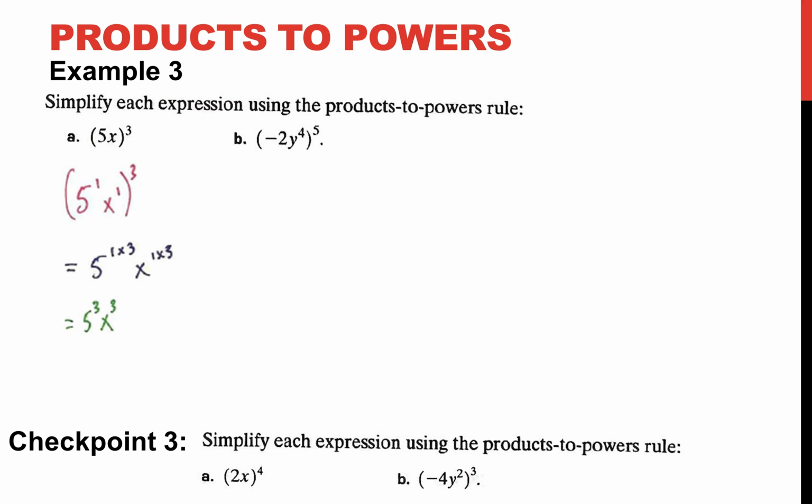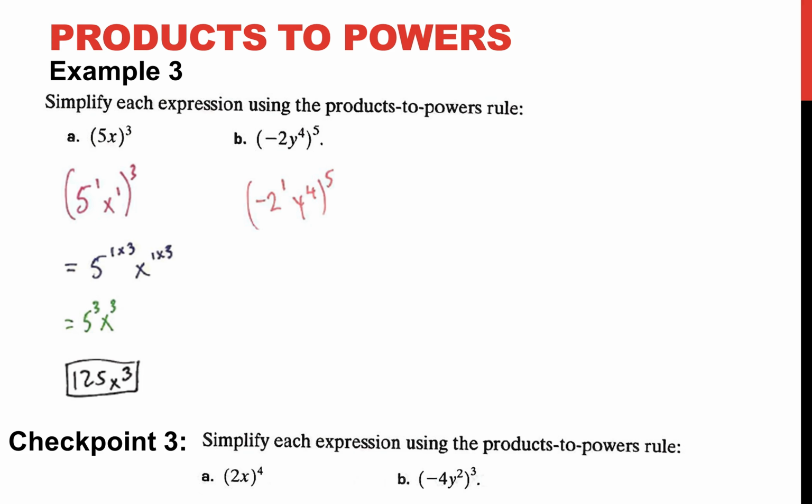And of course, this is very difficult multiplication. So 5 to the 3rd, x to the 3rd, and I know if I have 5 times 5 times 5, using a calculator, I do know that is 125. X to the 3rd power. Awesome.